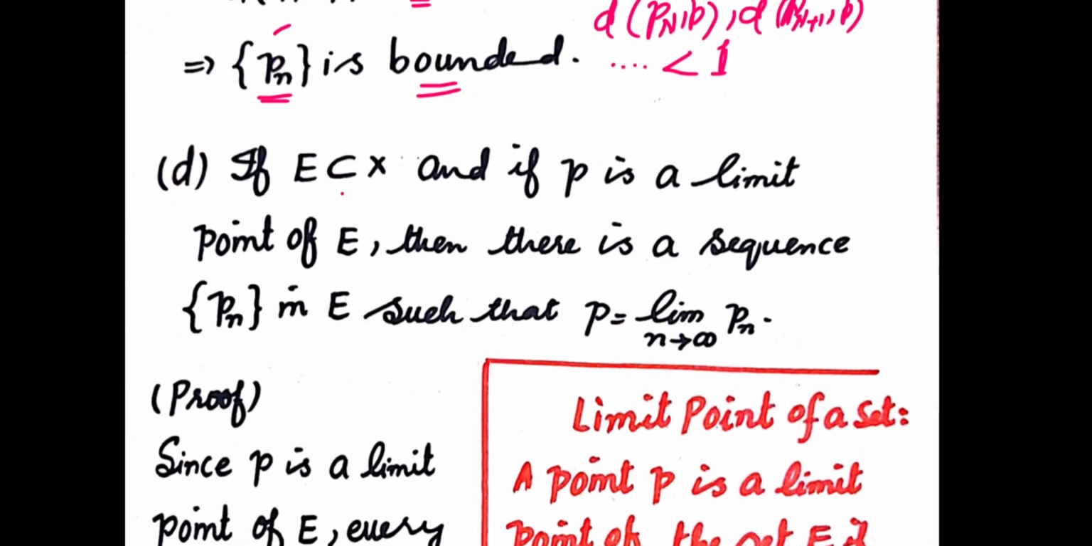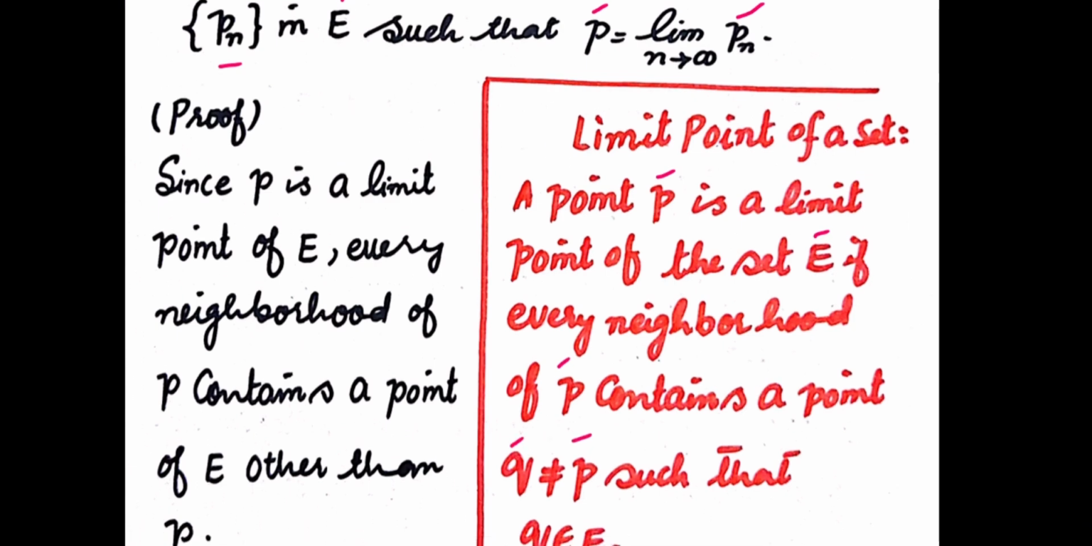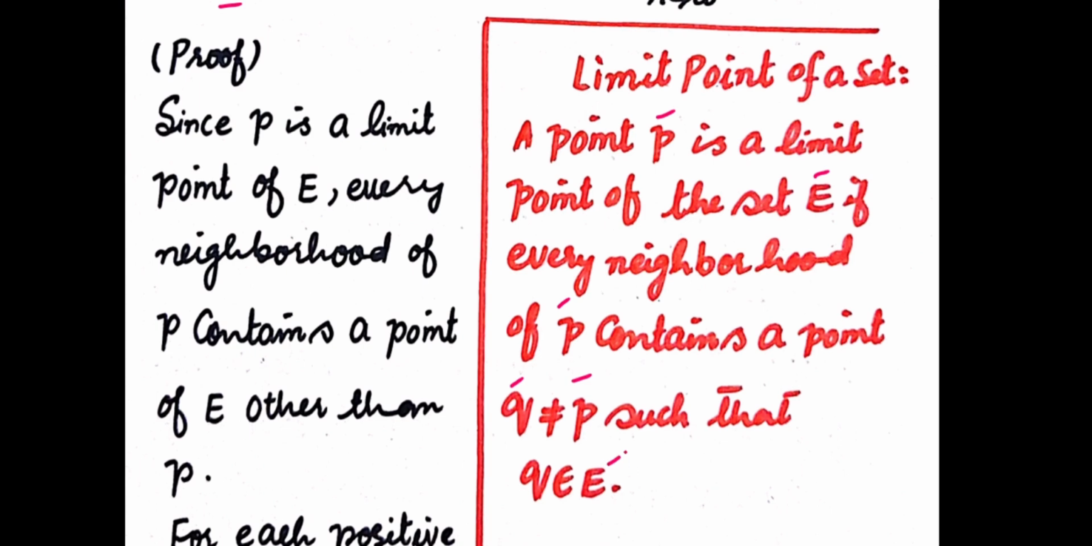Part D says that if E is a subset of X and P is a limit point of E, then there is a sequence Pn in E such that P is the limit of this sequence. Firstly, how can we define a limit point of E? A point P is a limit point of the set E if every neighborhood of P contains a point Q other than P such that Q belongs to E.